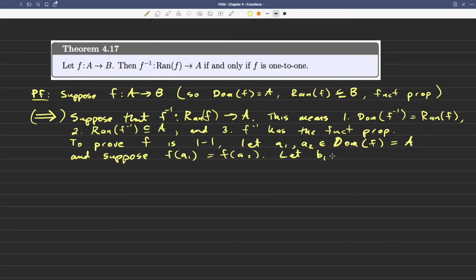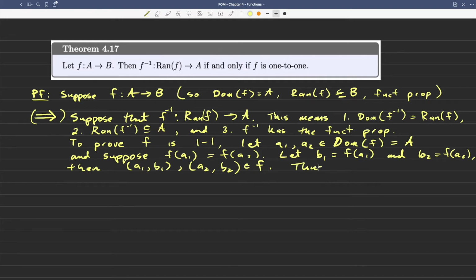So if I let, say, b1 equal f of a1, and if I let b2 equal f of a2, then what that means is that a1 comma b1 as an ordered pair and a2 comma b2 as an ordered pair are in the relation f. And now if I want to talk about things being in the inverse, I just have to reverse those ordered pairs. So thus, b1 a1 and b2 a2 are elements of the inverse.